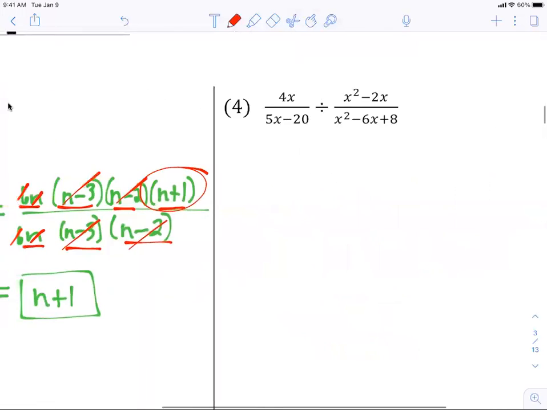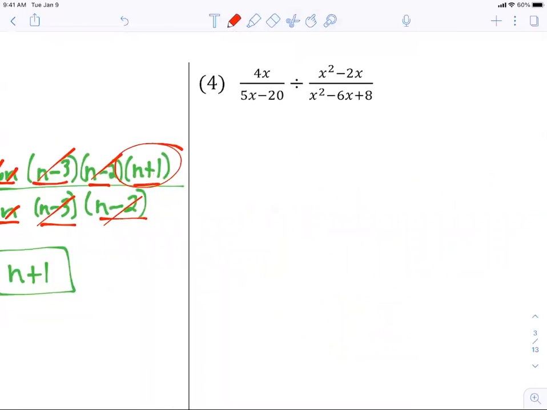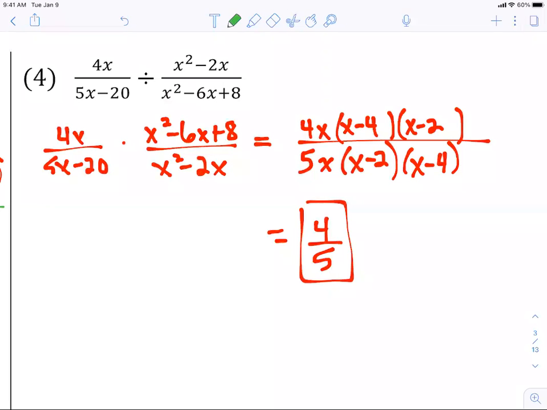If you want another practice problem, pause your video now and give number 4 a chance too. All right, number 4 actually turned out to be pretty nice as well. Final answer, you should have got 4 over 5. And the reason is, if you start working our way through factoring this, obviously 4x, that stays as your 4x.